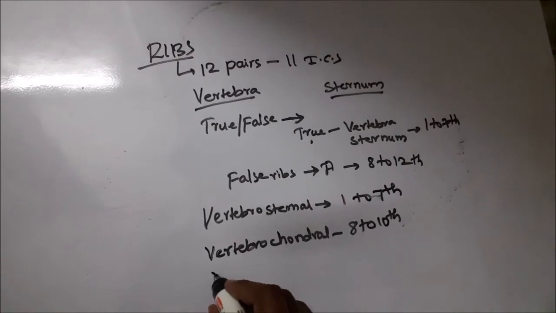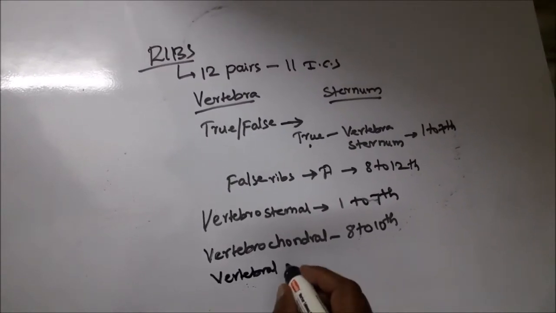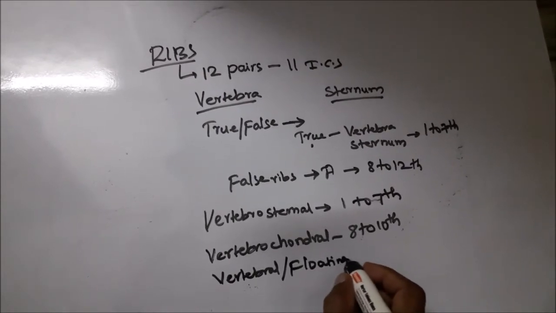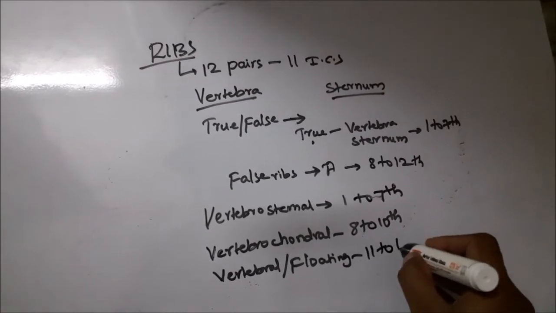Then the third one is vertebral. They don't have any anterior attachment, so they are also called floating ribs. What are the floating ribs? They are the 11th and the 12th rib.